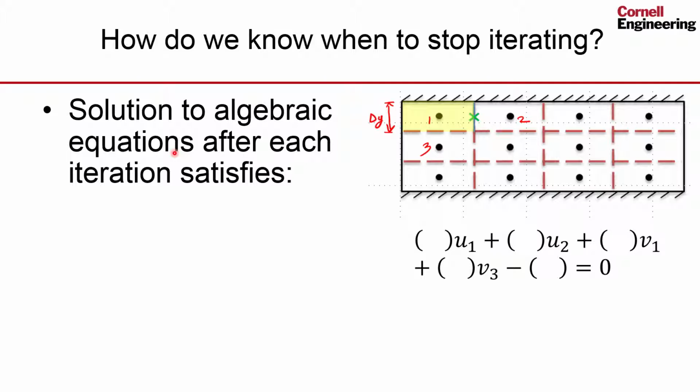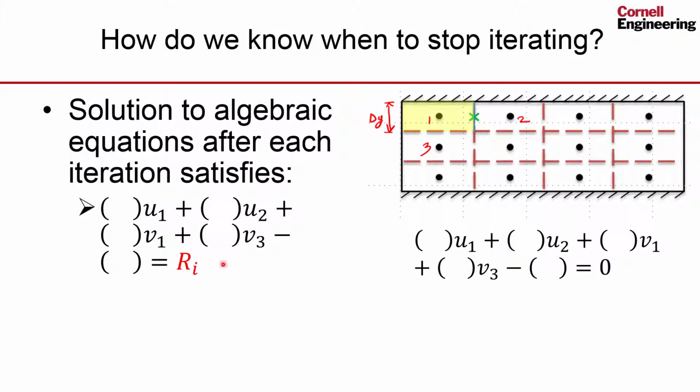And so my solution to the algebraic equations after each iteration will satisfy an equation that looks like that. That is, if I take my current solution after any iteration and I take the corresponding values here and plug it in here into the left-hand side, the right-hand side will not be equal to 0. It'll be equal to a non-zero value, which is an error.